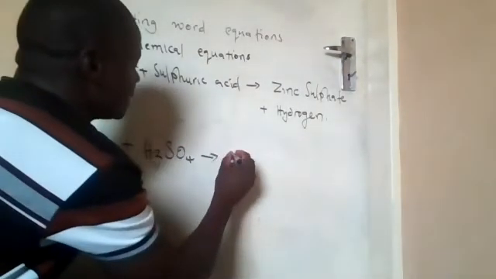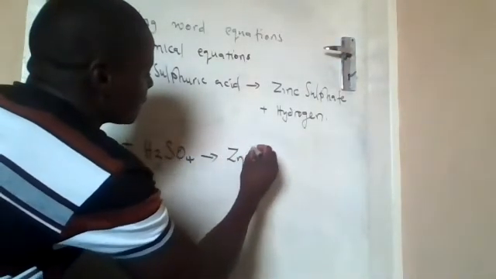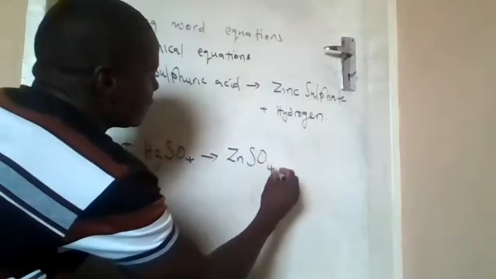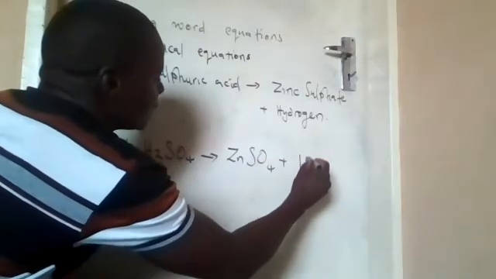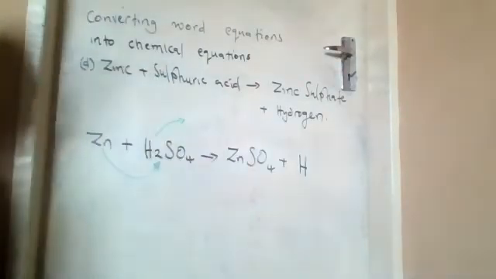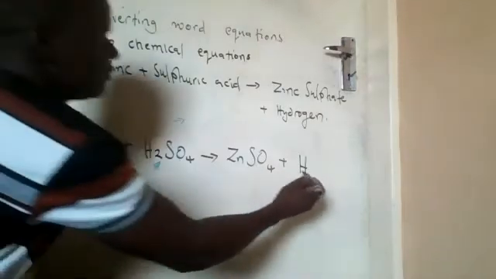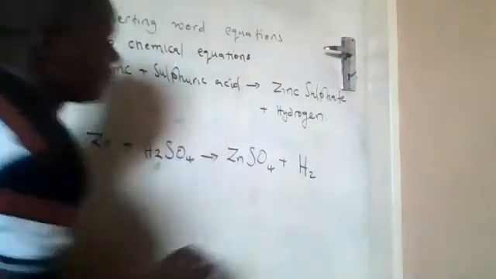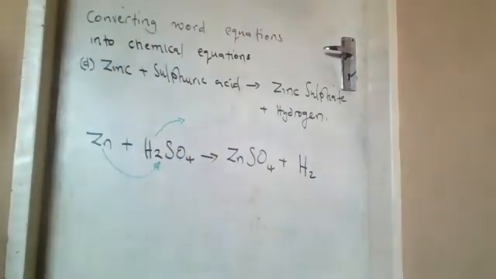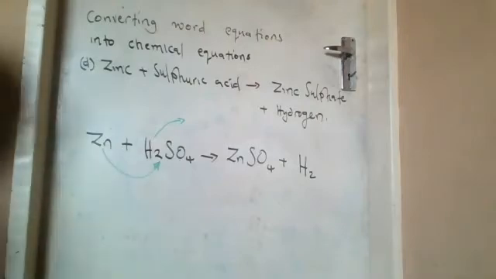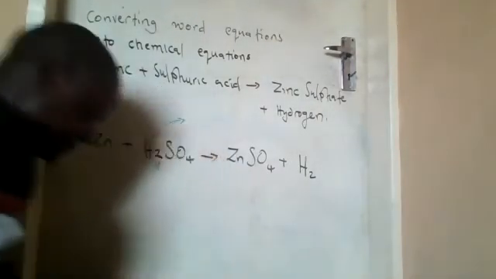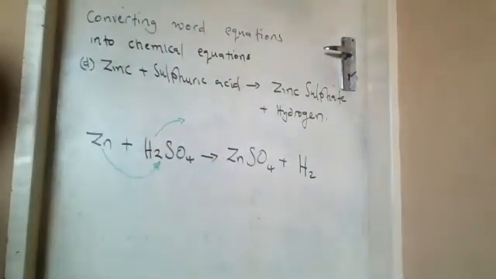So what we're going to write is zinc sulfate, and then plus... We are told that hydrogen is formed. So this hydrogen, which is a diatomic element, will have a 2 like that. And that's how we can convert a word equation into a chemical equation. That is how we can do it.